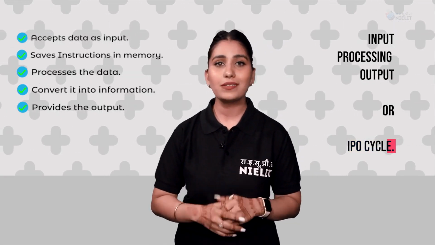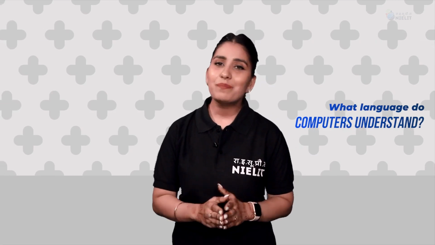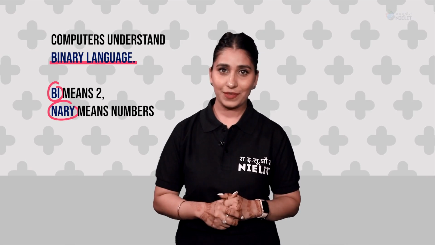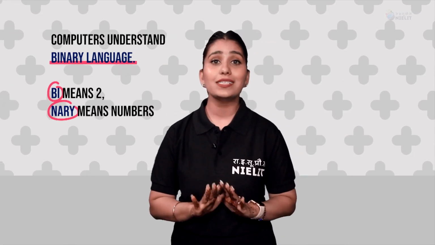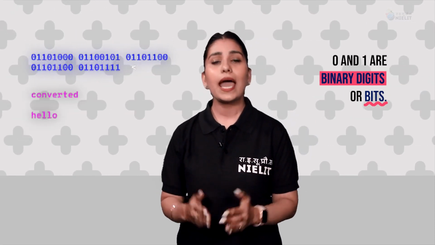Now we know what is a computer and how it functions, but do we know what language it understands? The computer understands binary language. Bi means two and nari means number. So computer just understands two numbers, 0 and 1. Thus, 0 and 1 are called binary digits or bits. So, a computer processes data through binary codes and converts them into our language.